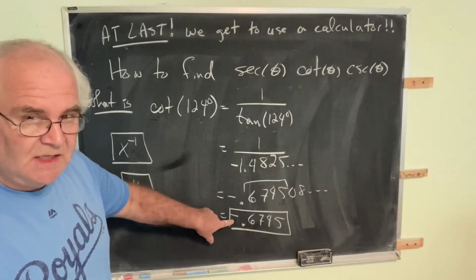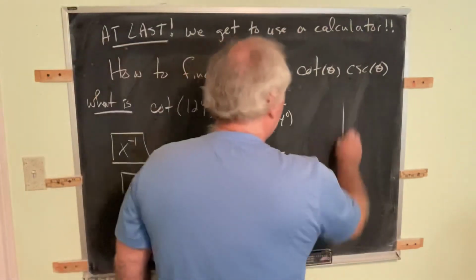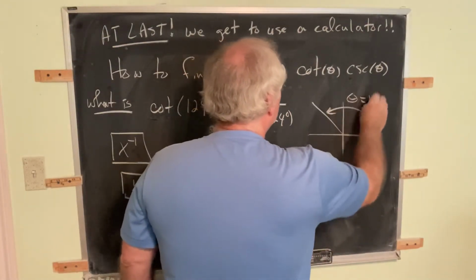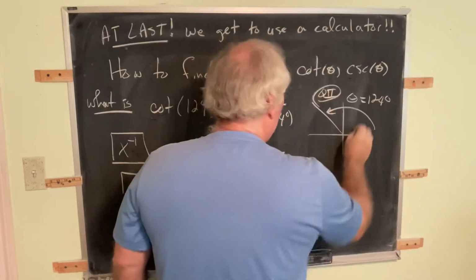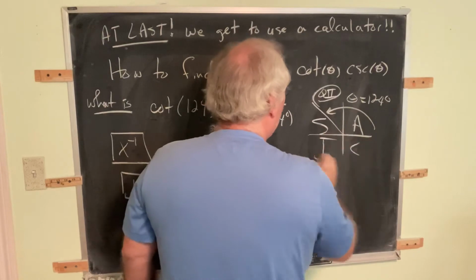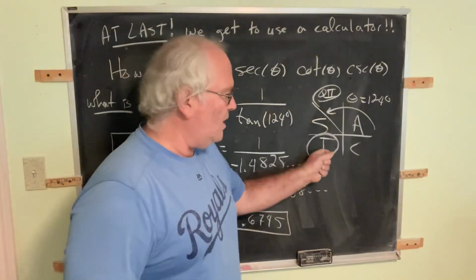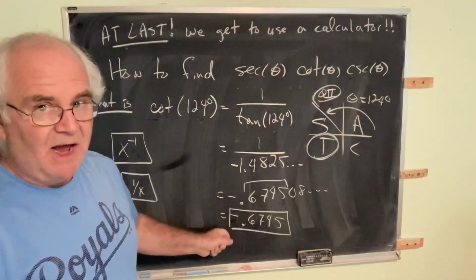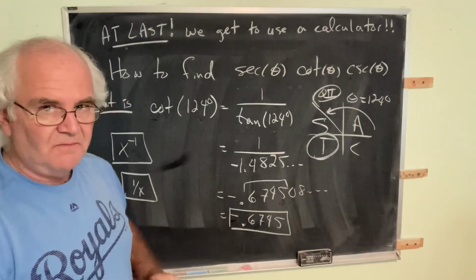Does it make sense this is negative? Yeah, because look, 124 degrees is a quadrant 2 angle. That's in quadrant 2. And we know tangent and hence cotangent is positive in quadrants 1 and 3. If you're in quadrant 2 and you're doing cotangent, you stinking better get a negative answer. If you don't, something's wrong somewhere. You need to go fix it.